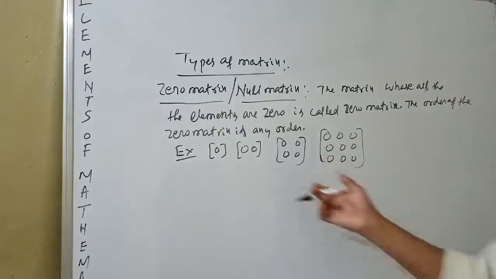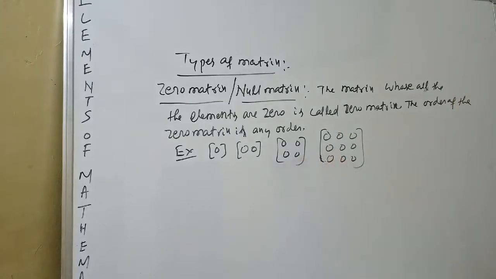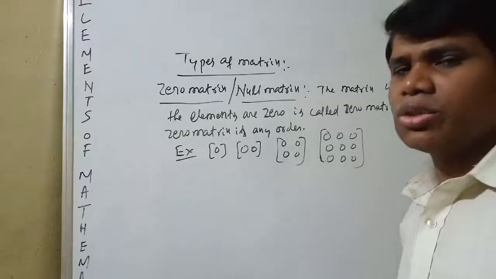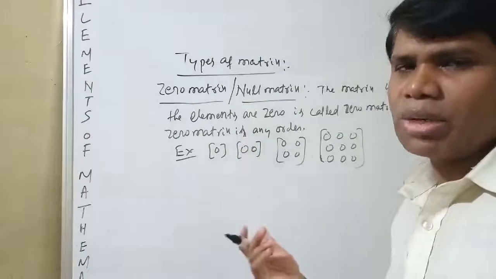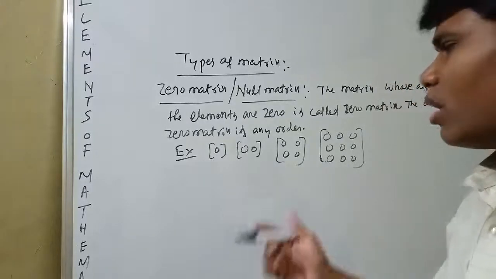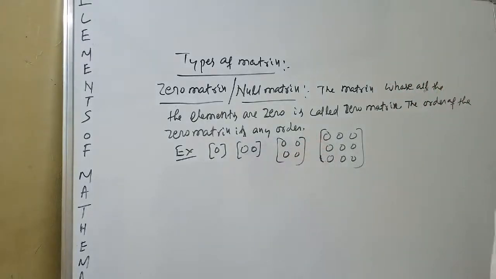These matrices are zero matrices. That means if all the elements are 0, we can say the matrix is a zero matrix or null matrix. Zero matrix means null matrix, null matrix means zero matrix, but all the elements should be 0.